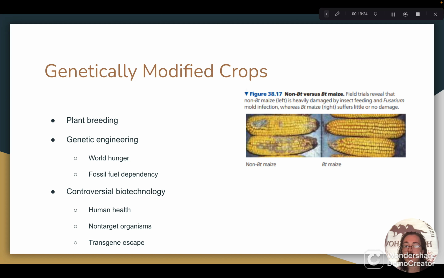And here I have an image of non-genetically modified maize and genetically modified maize. You can see the genetically modified one looks much healthier. Field trials reveal that non-genetically modified maize is heavily damaged by insects and mold, whereas the one on the right suffers little to no damage because it has been genetically modified to present a characteristic that prevents it from being fed upon by insects.